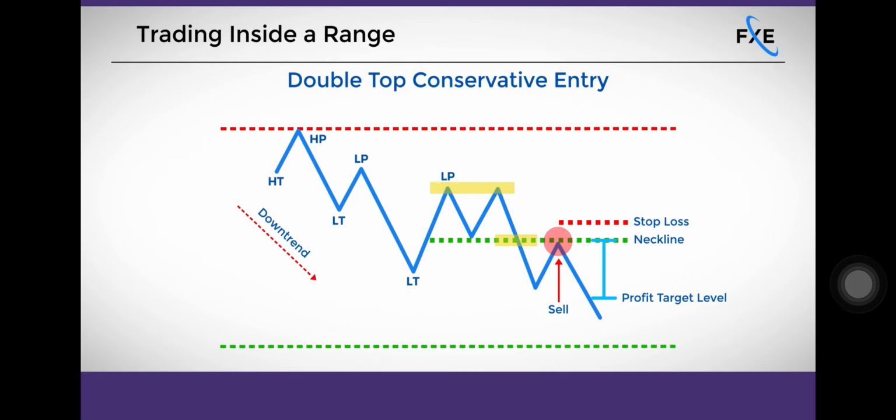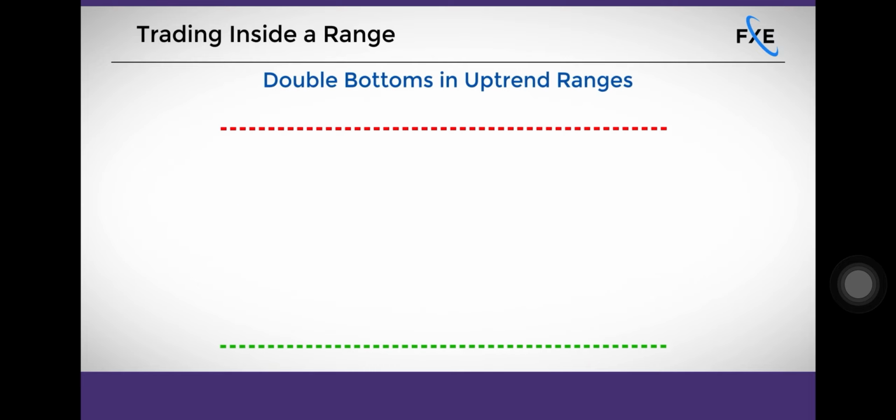Now let's take a look at double bottom patterns inside a range. As it was with double tops reversing a counter trend in the direction of the bottom of the channel or triangle, double bottom chart patterns are a great way to reverse a counter trend into the top of the channel or triangle. We can see in the example on the screen that there is an uptrend in motion, with a series of higher highs and higher lows.